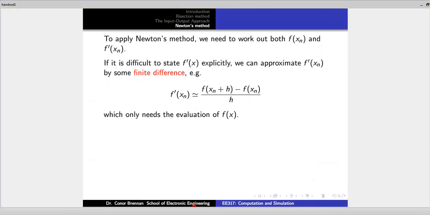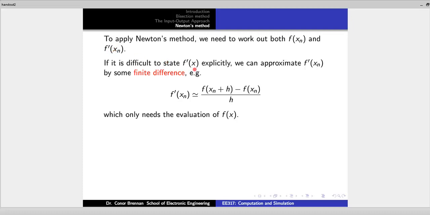Now that makes it a little bit tricky, because if we have a very complicated function, which is very difficult to differentiate, and there are lots of engineering functions which are very, very difficult to differentiate, how can we do this? We can't do f dash.